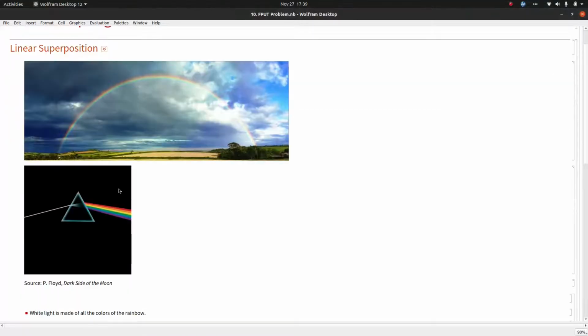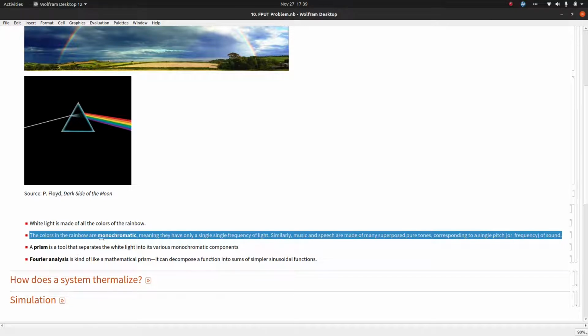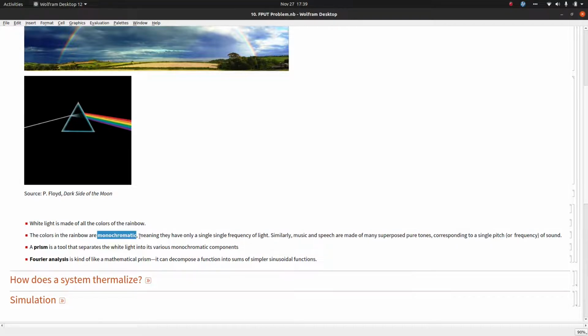So to start, if you've ever seen a rainbow or a prism, you may recall that white light is made of all the colors in the rainbow, and the way that a prism works is that it separates those individual colors. The colors in the rainbow are monochromatic, which means they only have a single frequency of light. For example, red light is around 700 nanometers of wavelength, and there's a corresponding frequency to that. But it's a very particular frequency.